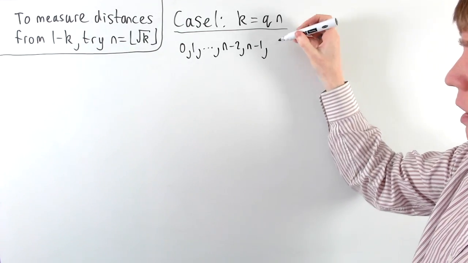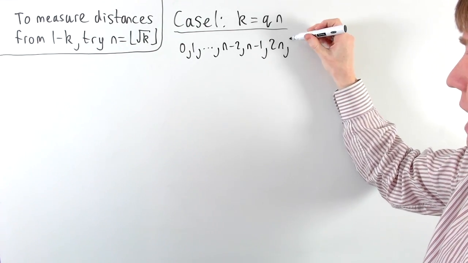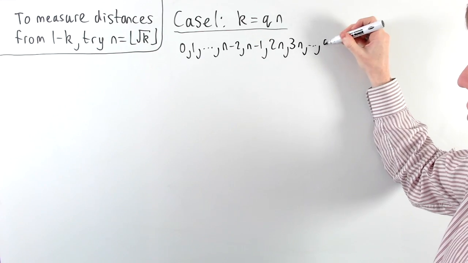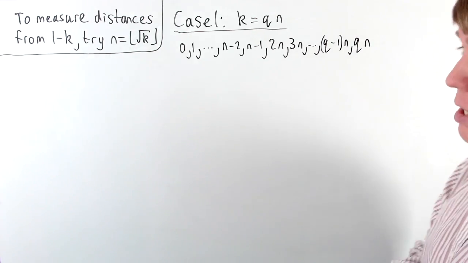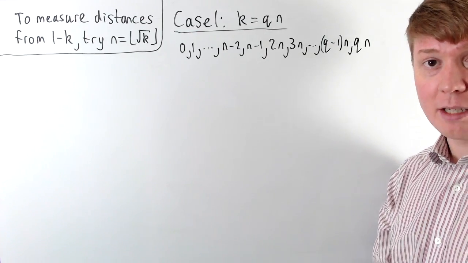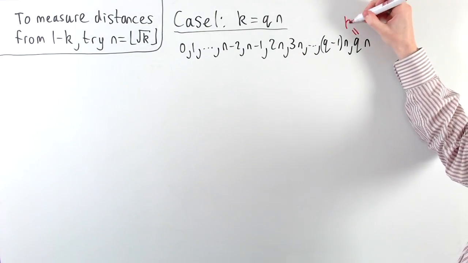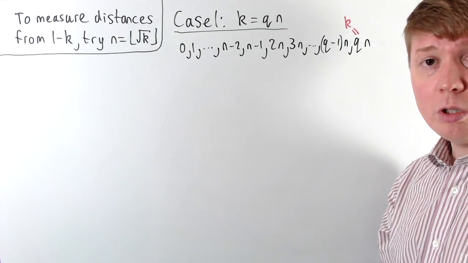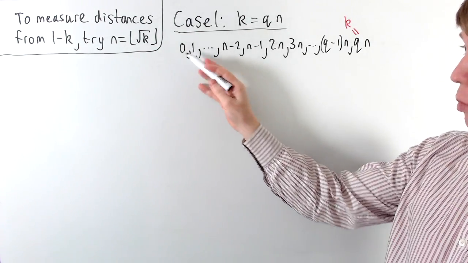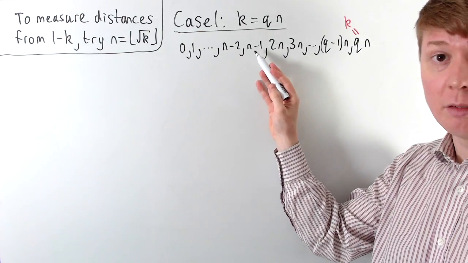We'll skip n like we were able to before, and go to 2n, 3n, all the way up to (q minus 1) times n, and finally q times n. You'll notice here that qn is actually just equal to k, so we can definitely measure all the way from 0 up to k. And this works just like before. You can measure anything from 1 up to n minus 1 starting from 0.